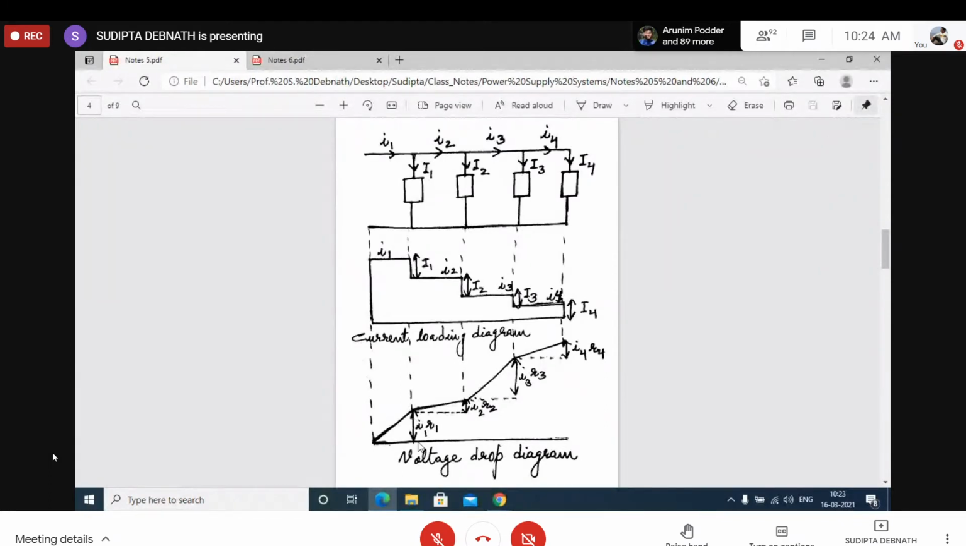What will be the voltage drop in this section? It will be I2 into R2. In this section I3 into R3, in this section I4 into R4. But what will be the total voltage drop from here to here? It will be I1 R1 plus I2 R2 plus I3 R3 plus I4 R4. So at this farthest end, the voltage drop will be maximum. It will be the summation of all the voltage drops in different sections of the distributor.